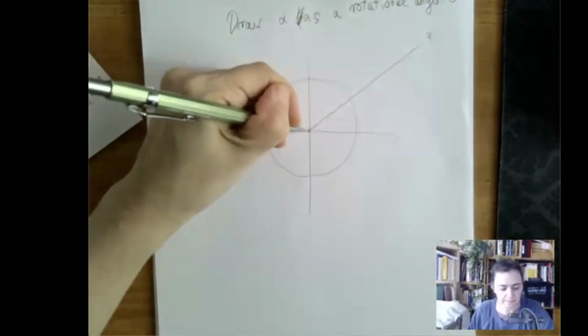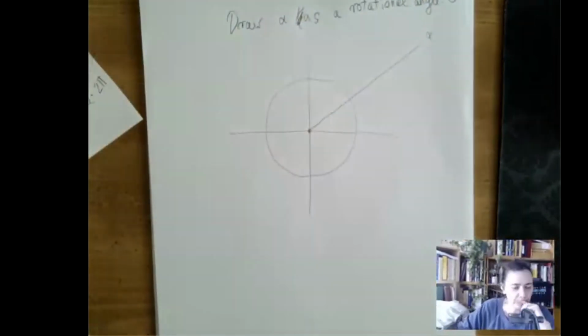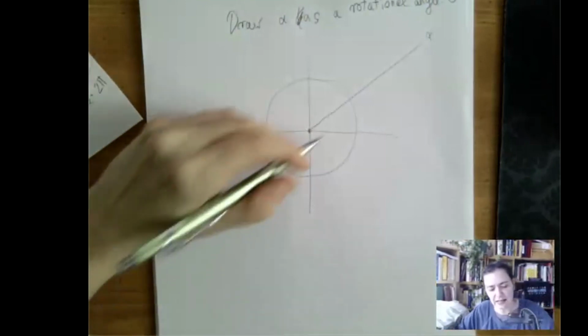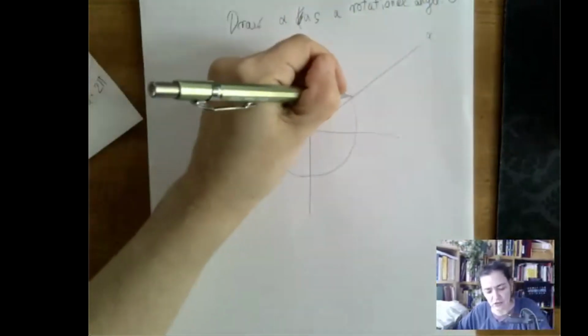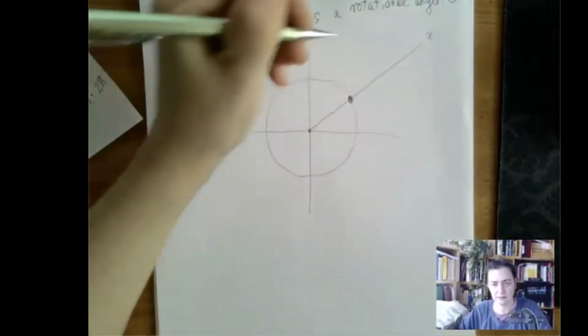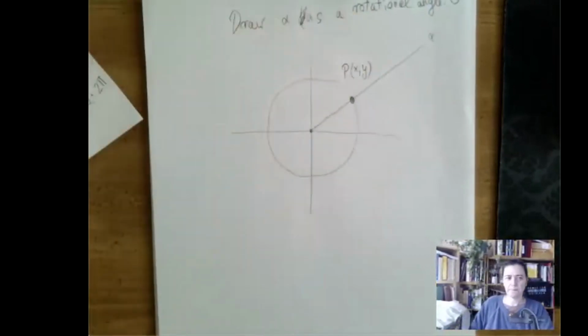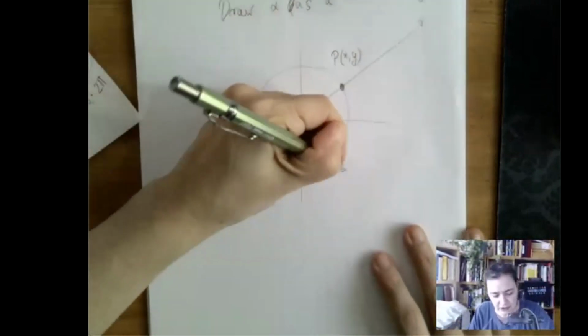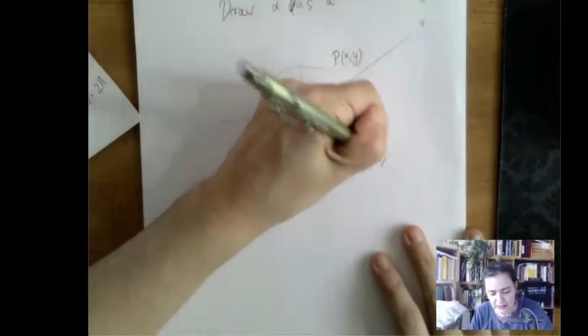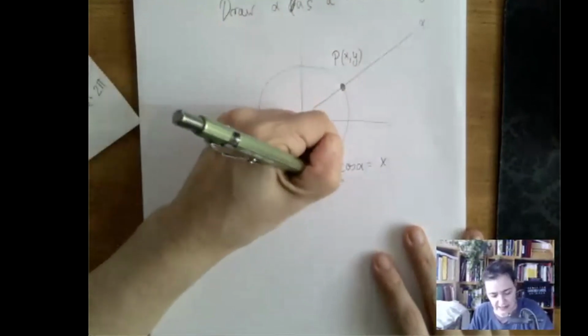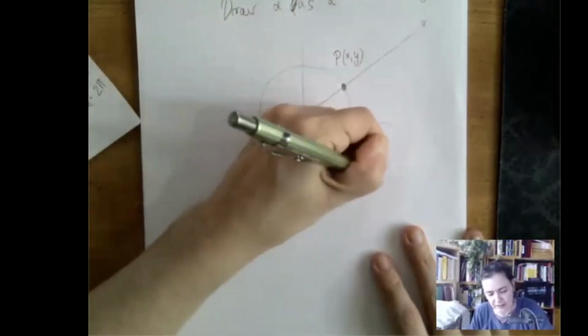And then no matter what the angle is, the unit circle and this ray representing the angle will have an intersection point P. And we define cosine alpha to be the first coordinate of that point and sine alpha to be the second coordinate of that point.